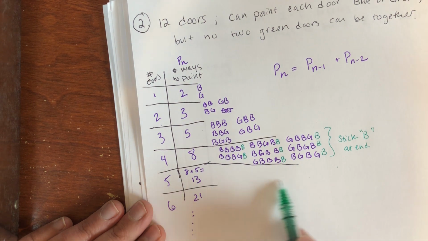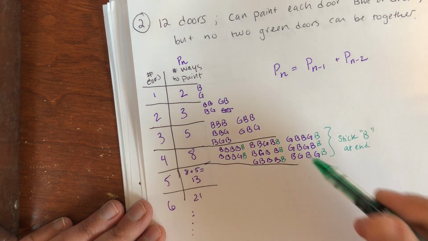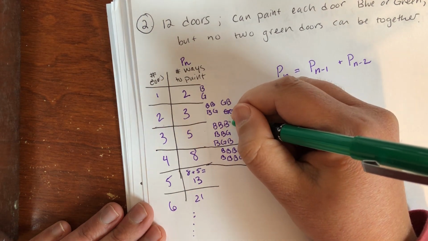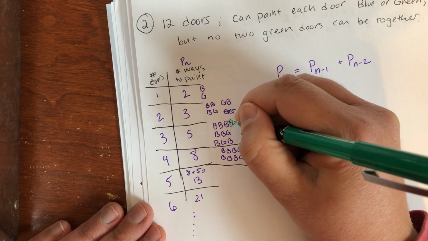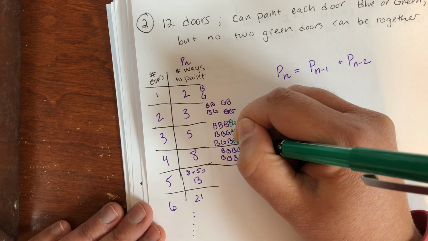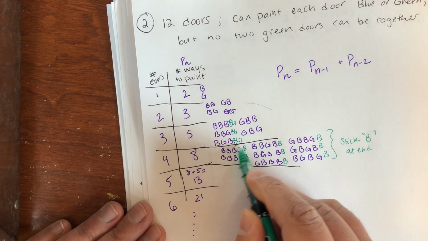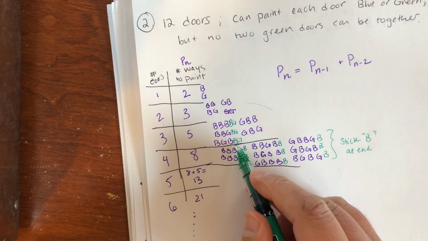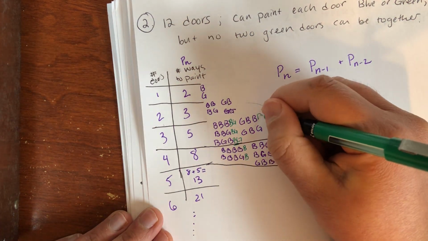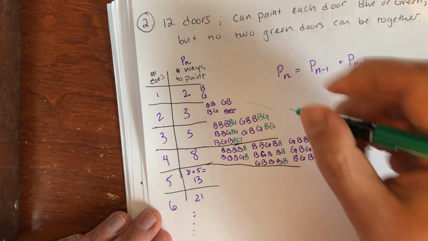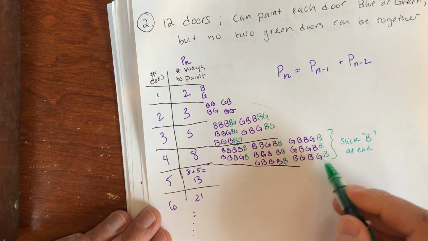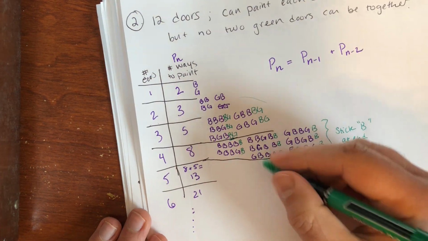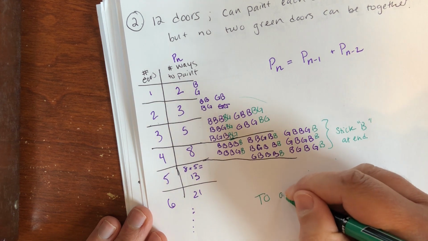But we're missing all of the 5-door hallways that end in G. Aha! Well, just go back to the 3 case and this time at the end we can stick a blue, and then a green. Now the reason we're putting a blue and a green at the end is because we need to add 2 doors to the end of it, but I can't put GG because we can't have 2 green doors next to each other. And so I'm gonna put blue green at the end, and that's gonna give me all of my 5-door hallways that end in G. So this is all of the hallways that end in B, this is all the hallways that end in G.